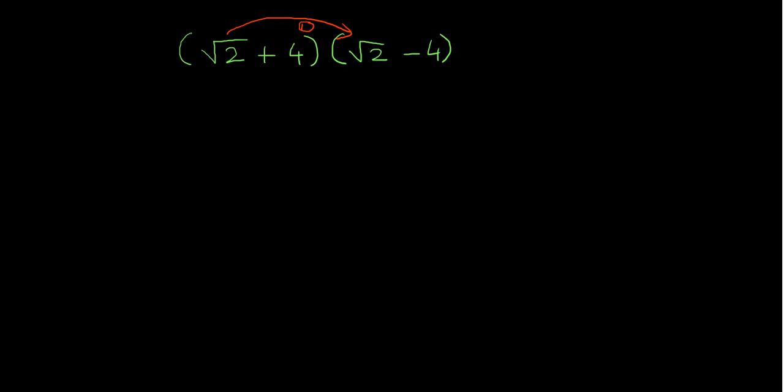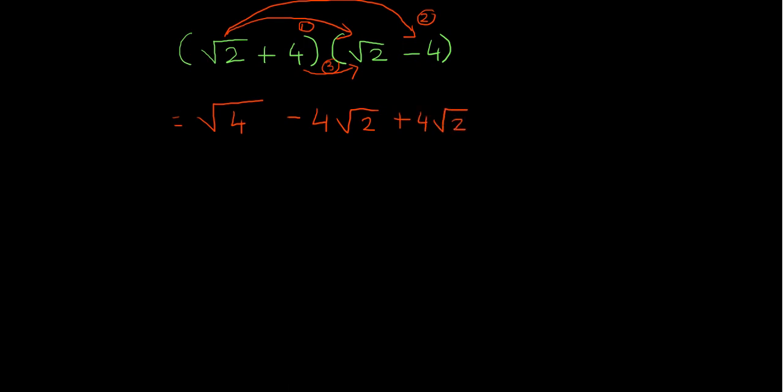So first thing I'll do is square root 2 times square root 2, which will give me square root of 4. Then I would do square root 2 times minus 4, so that'll be minus 4 root 2. Then I would multiply these two, 4 times root 2, so that'll be plus 4 root 2. And you don't need to draw these arrows, I'm just using these arrows to explain to you what I'm doing. And then 4 multiplied by minus 4, positive times negative is negative, so that's minus 16.